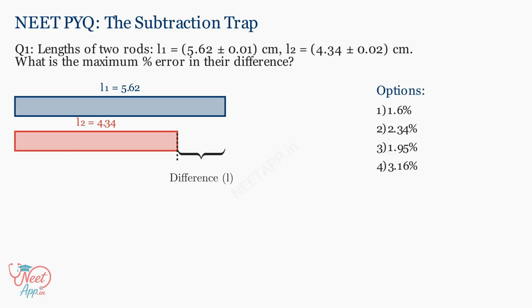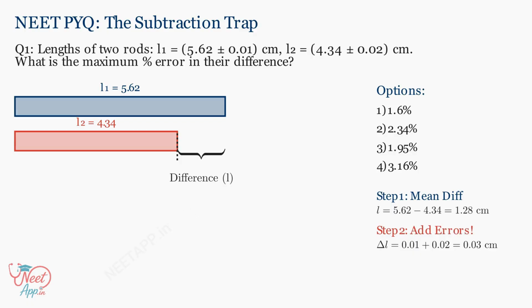Step 1. Find the true mean difference. 5.62 minus 4.34 gives us exactly 1.28 centimeters. Step 2 is the ultimate NTA trap. Because we subtracted the physical values, rushed students assume they should subtract the absolute errors too, which would give 0.01. This is wrong. Errors represent physical uncertainty. They are cumulative and never cancel out. According to NCERT, even in subtraction, absolute errors are always added. So 0.01 plus 0.02 gives us a maximum absolute error of 0.03 centimeters.